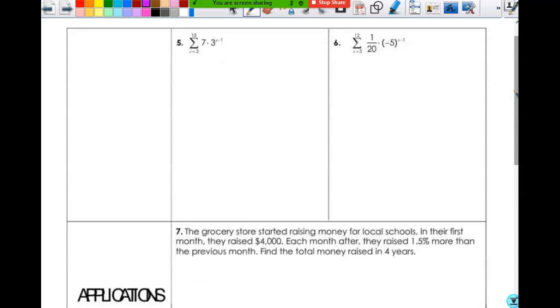So the first thing I need is n. What would n be in number 5? Since we don't start with 1, it's not 13, right? To find that, you take the smallest number and add 1 back. So it would be 12, right?